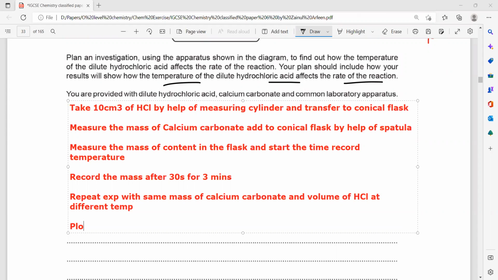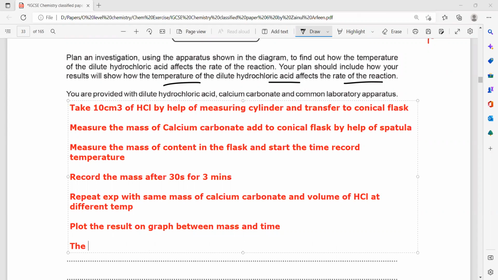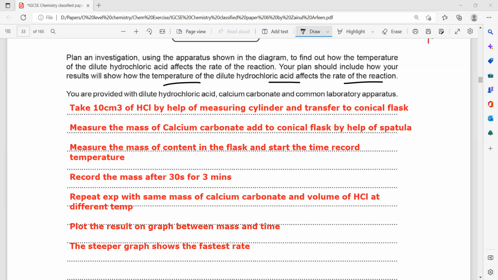Then we can plot the results on a graph between mass and time, and the steeper graph shows the faster reaction. These are the points you should mention.